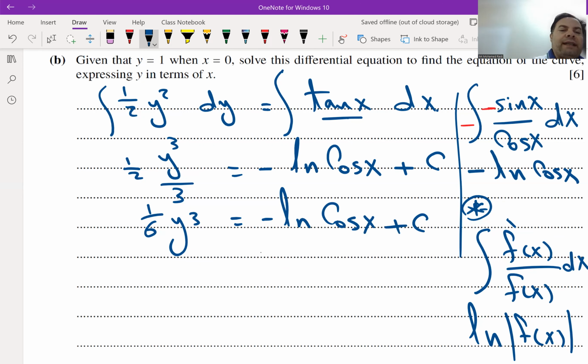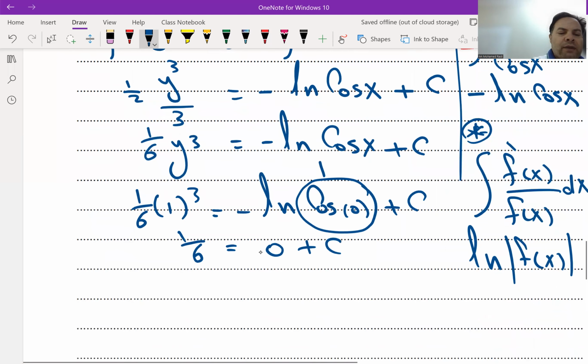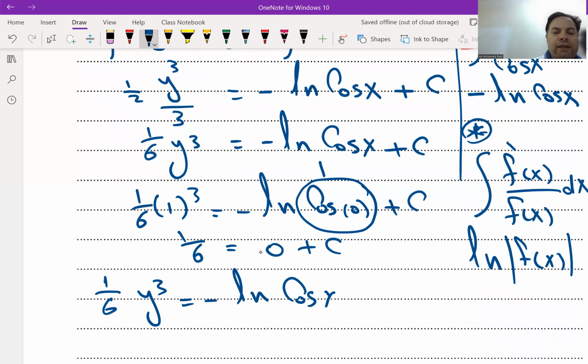How to calculate c? It's given information about values of x and values of y. Replace y with 1 and x with 0. So 1 over 6 multiplied by 1 cubed is equal to minus ln cosine 0 plus c. Cosine 0 is 1, and ln 1 is 0. So 0 plus c is equal to 1 over 6. So c is equal to 1 over 6. Now, the final answer: 1 over 6 y cubed is equal to minus ln cosine x plus 1 over 6.